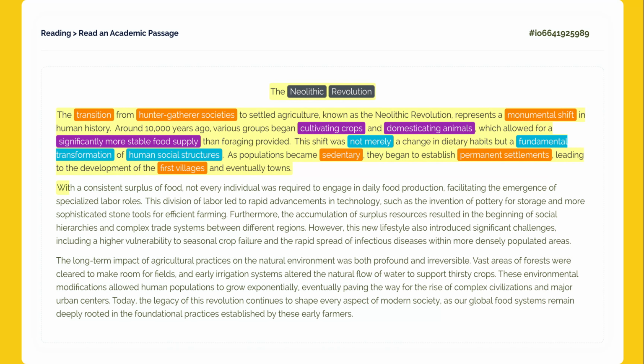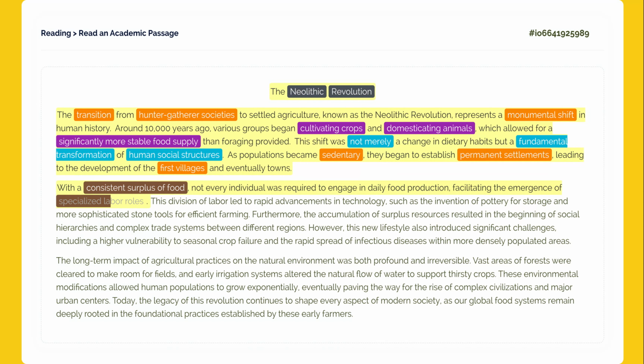With a consistent surplus of food, not every individual was required to engage in daily food production, facilitating the emergence of specialized labor roles. Paragraph 2 starts with a cause and effect relationship. The cause is a consistent surplus of food, meaning they had more than they needed. The effect is specialized labor roles. Because food was taken care of, people could do other jobs. The author uses the word facilitating to show that the extra food made this new social organization possible.